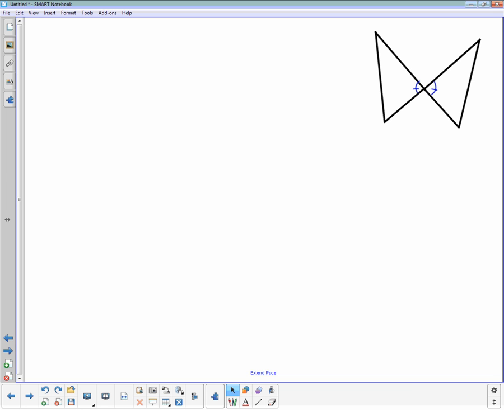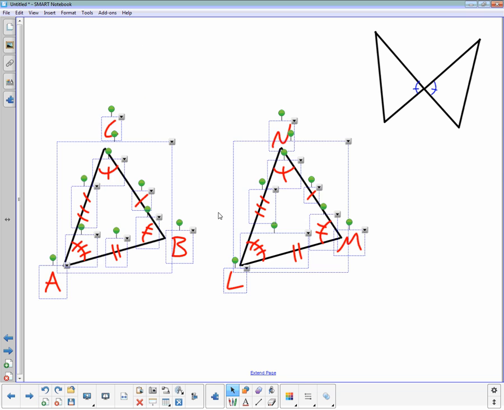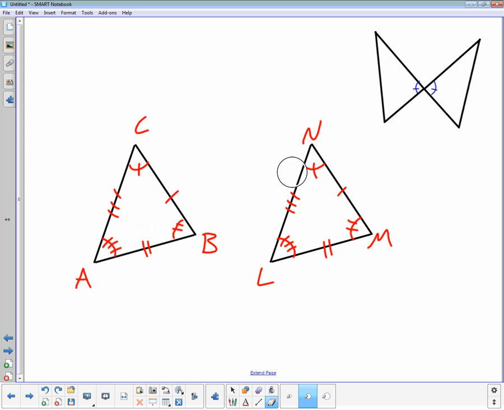For example, if we go back to this piece, if I just took out those for a second, could these triangles not be congruent? All I'm saying is that I don't know anything about C and N anymore. I know about the sides, I know about the other angles, but I never went ahead and found out what C and N were. Could they still be congruent? Yeah, in fact, they'd still have to be.